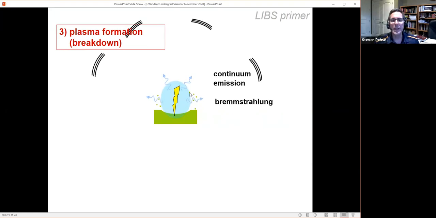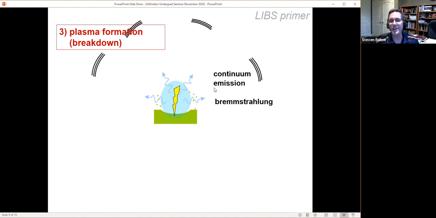We're still in step 3. This is very, very early on. The laser pulse is done illuminating it, but I would say we're in the first 1 to 25 nanoseconds of the life of this plasma. It's very, very hot, roughly 50,000 Kelvin to 100,000 Kelvin, with high electron densities. It's really hot, hotter than the surface of the sun.